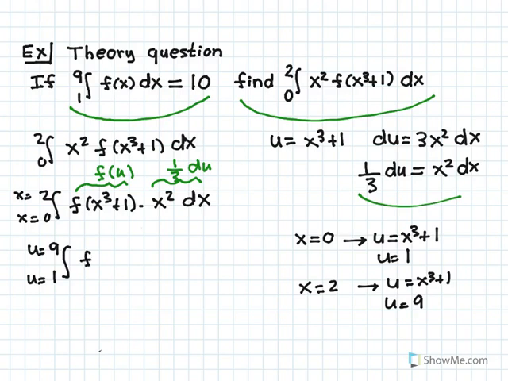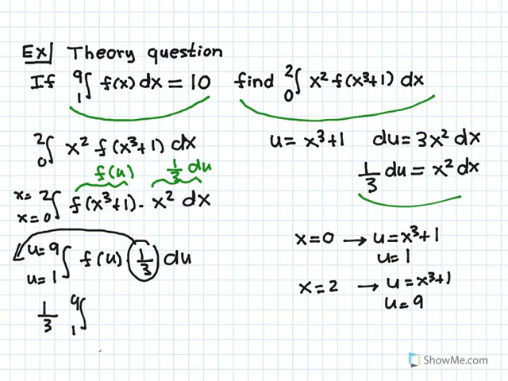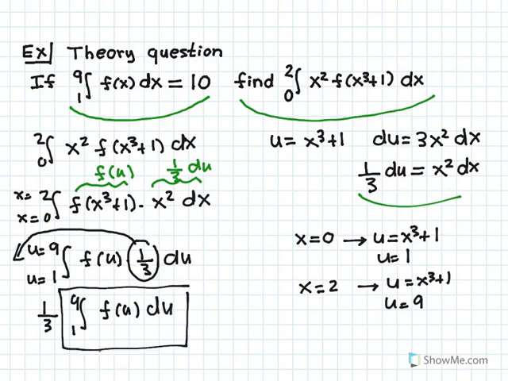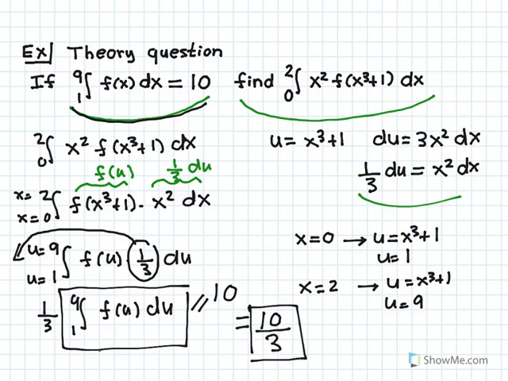All right, so we have f of u times 1/3 du. Now 1/3 is just a constant, it's going to pass through the integral. So we get 1/3 times the integral from 1 to 9 of f of u du. Now, how do we find this integral? Well, we're actually given the answer to this question in the question itself. The integral from 1 to 9 of f of x dx is equal to 10. So this is just 10. u and x are just dummy variables, so we now have the answer as 10 over 3. This is the answer. All right, thanks.